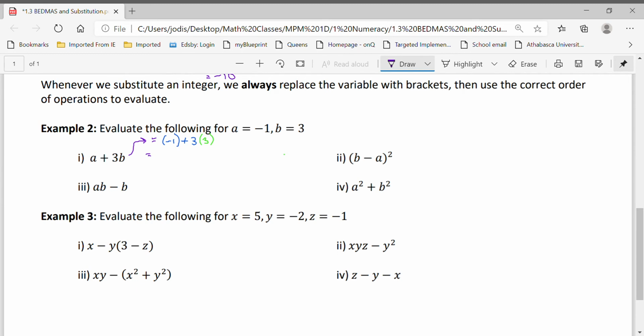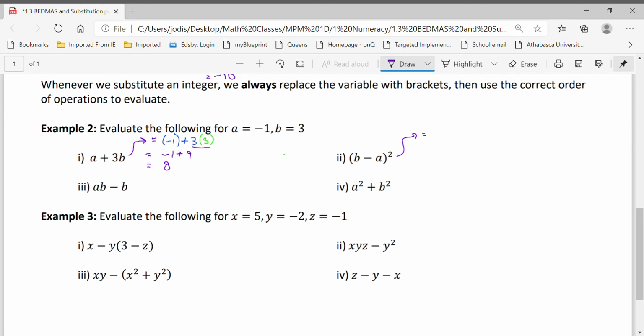Then we just solve the question just like we were before. So again, order of operations, so we want to do the multiplying first. So leave that -1, and then we're going to do the 3 times 3, which is 9, -1 plus 9, 8. Okay, over to part 2.